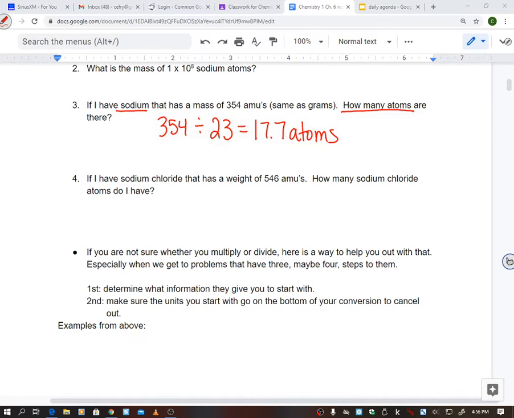All right, so on number 4, same thing. If I have sodium chloride that has a weight. So once again, I'm giving you a weight, and I want to know how many atoms. It's the same as number 3, so I'm going to divide. So it's me saying, hey, 1 sodium chloride weighs 58.5, but I have 546 AMU. So how many sodium chlorides do I have? So you would take 546, and you're going to divide by 58.5, which gives you 9.3 atoms.